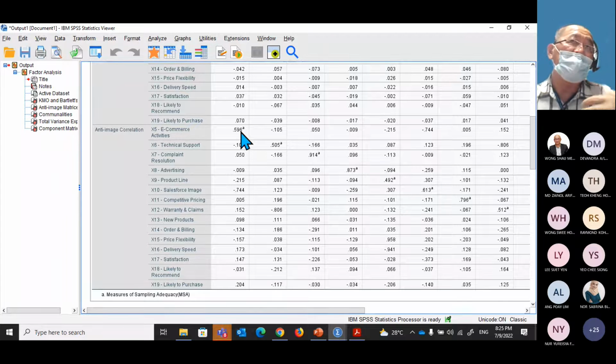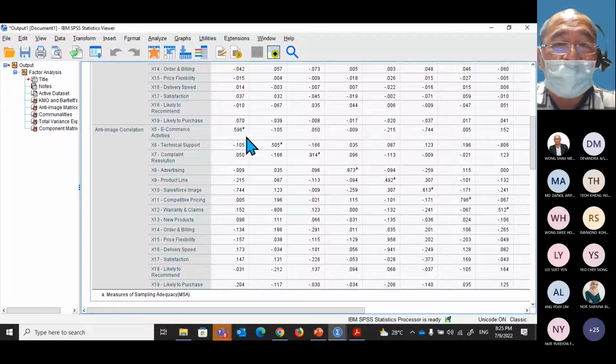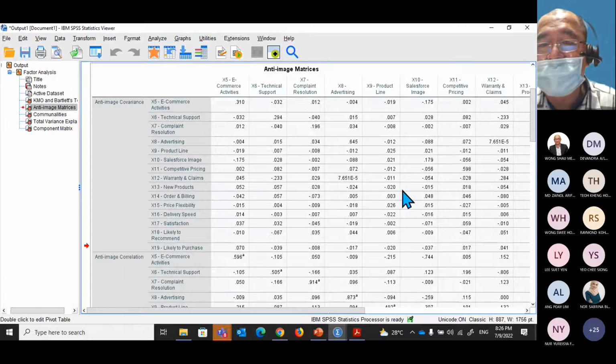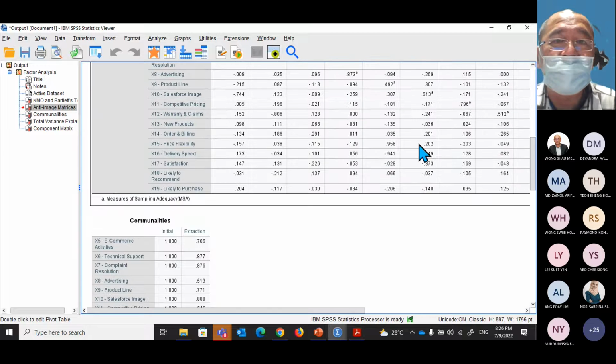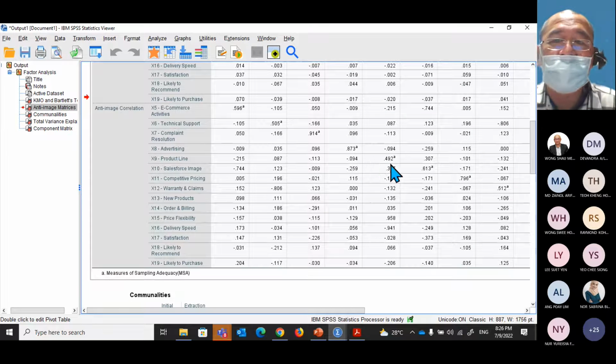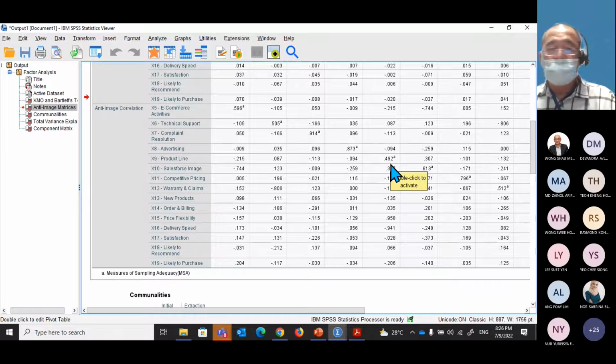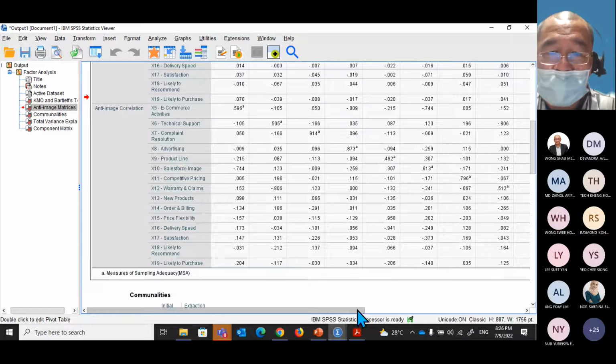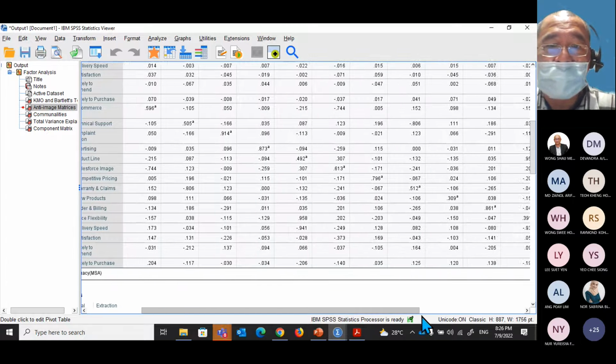As long as more than 0.5, consider good. So 0.505, 0.914, 0.873. This one not good, 0.492. But we record first, 0.492. It's below 0.5. 0.492 is X9 product line.